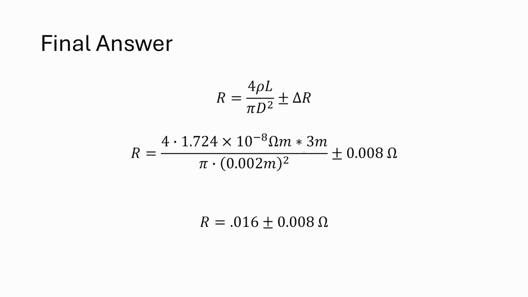Notice that the error has the same units as the quantity itself. This is a check you can do if you need to check your work. The units should line up. The resistance is in ohms. The error in the resistance also is in ohms.